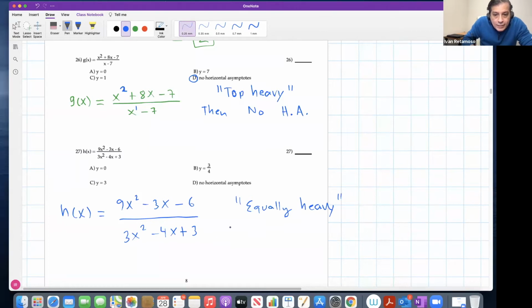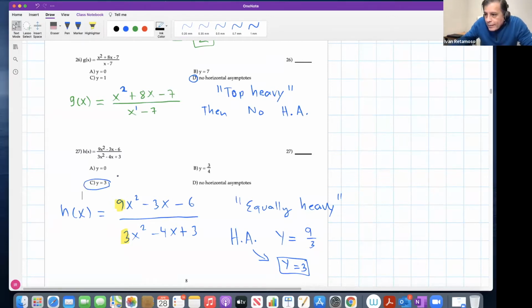But the rule says for equally heavy rational functions, the horizontal asymptote is given by this equation. Y equals, you just pick up this guy and this guy, the leading coefficients, this is how mathematicians call them. And then you do the math. This will be y equals 3. This should be the equation of your horizontal asymptote. That is 427. Very good, guys.